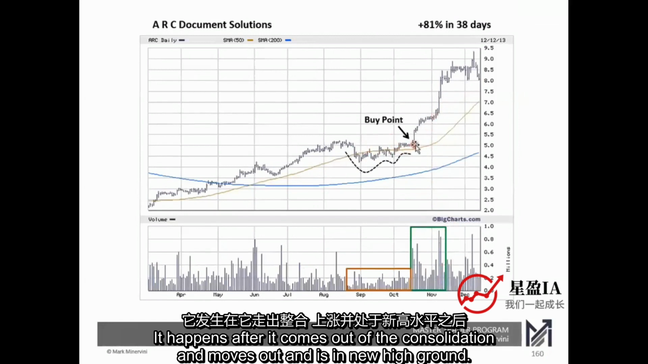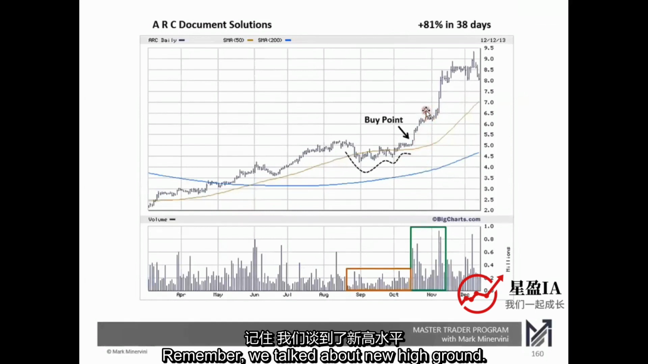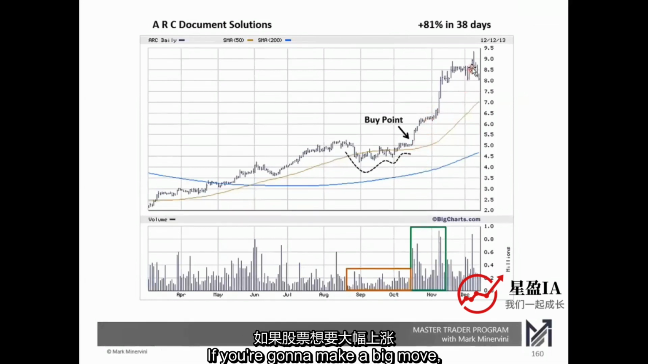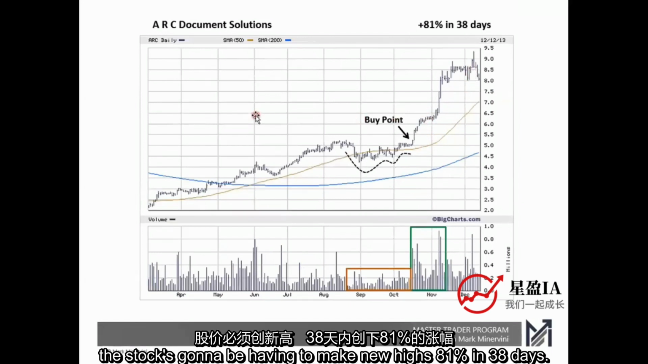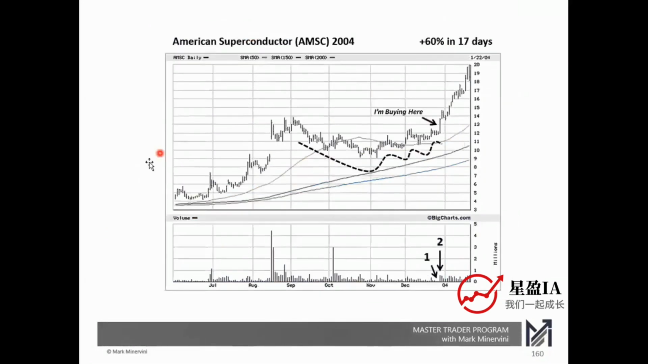It happens after it comes out of the consolidation and moves out and is in new high ground. Remember, we talked about new high ground? If you're going to make a big move, the stock's going to be having to make new highs. 81% in 38 days.